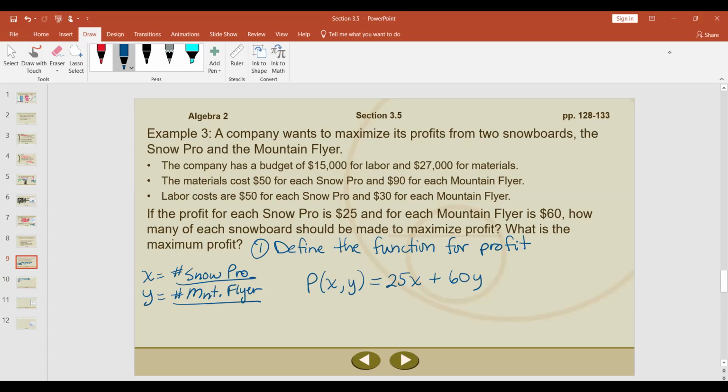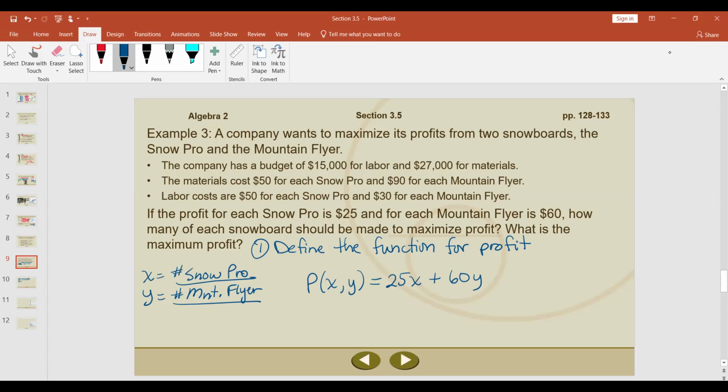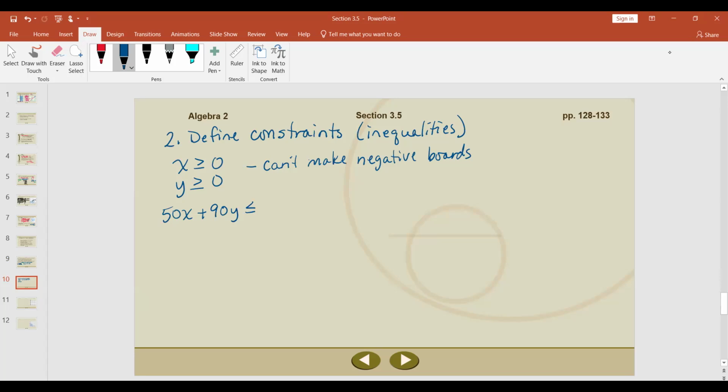It's expensive to make, material-wise anyway. 90y needs to be less than or equal to $27,000, which is the budget for materials, right? So they don't want to spend more than $27,000 on materials. Okay, so this is our materials budget constraint. Usually money is your constraint.